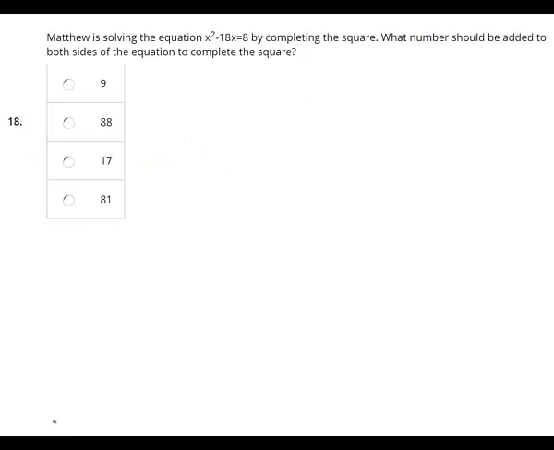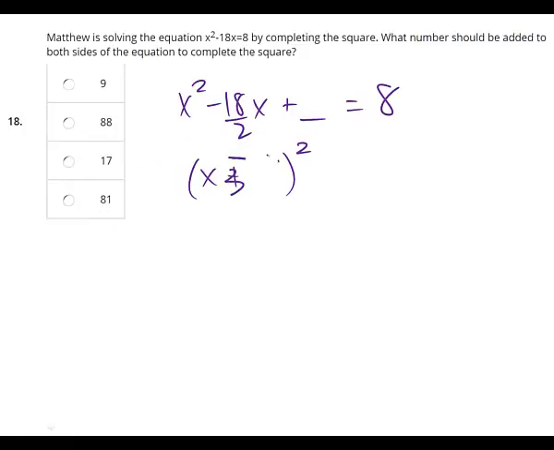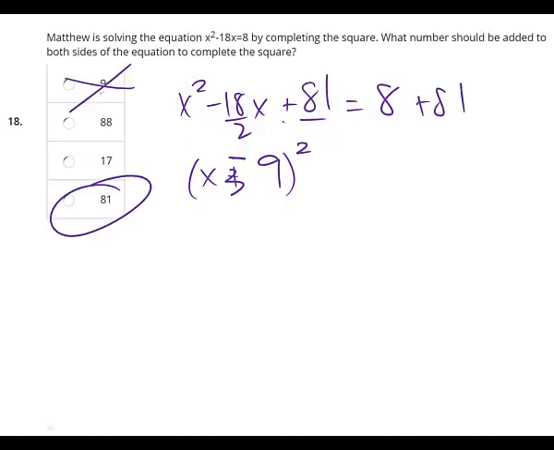Okay, Matthew is solving the equation by completing the square. What number should be added to both sides of the equation to complete the square? So if it was me, I would write this down with my blanks in there. Okay? And I'd start doing my cheating factoring. So what do we need to do to that 18? Divided by 2. What do you get? Negative 9. Well, that's sort of an answer, right? But that's not the right answer. All right, what do I have to do to the negative 9? Square, you get 81. So my answer is the last. Again, is that one supposed to be really hard? No, that's supposed to be one of the easy ones.